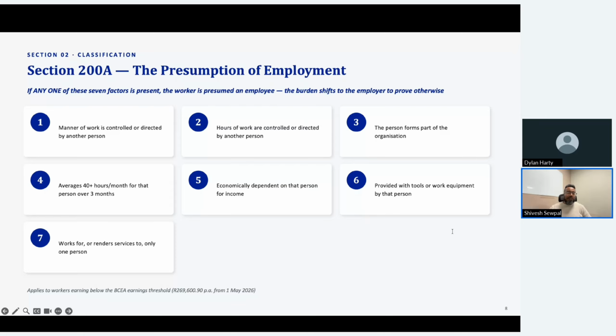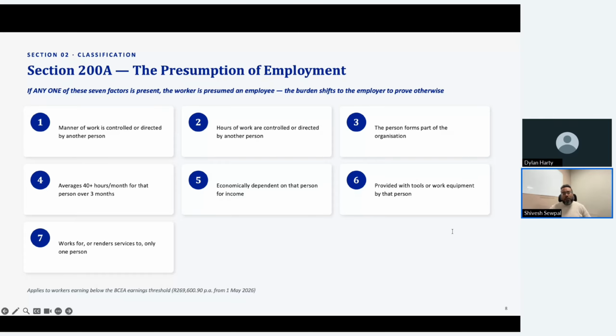The 7 factors are: the manner of work is controlled or directed by another person. The worker's hours are controlled or directed by another person. The person forms part of the organization. The person works an average of 40 hours or more per month over the preceding 3 months. The person is economically dependent on that one client or employer. The tools or work equipment are supplied by that person or employer. And the person works for only one person or one business.